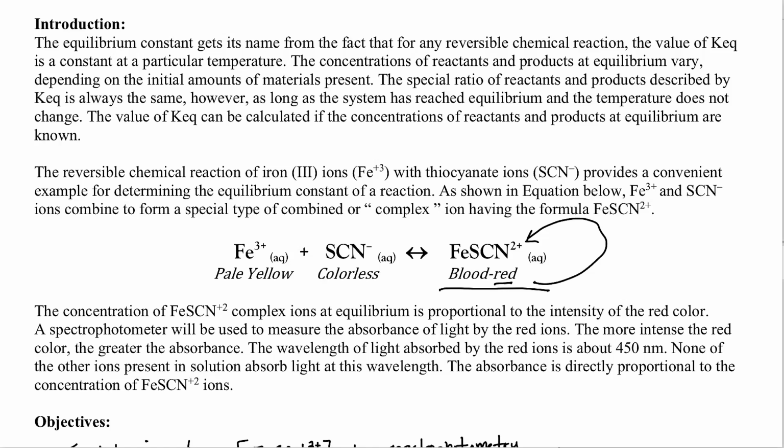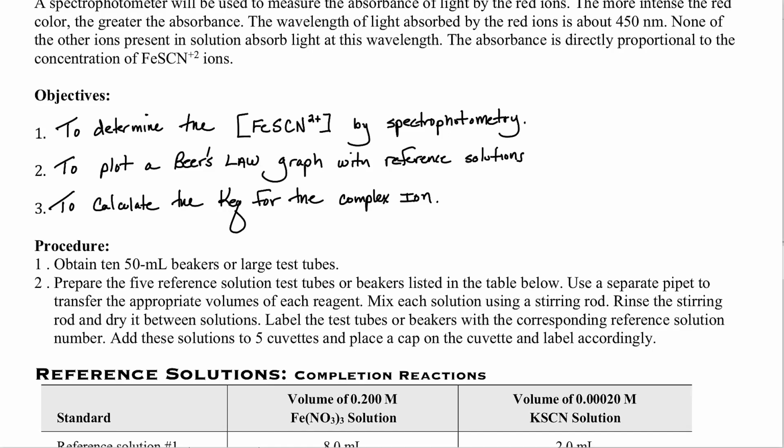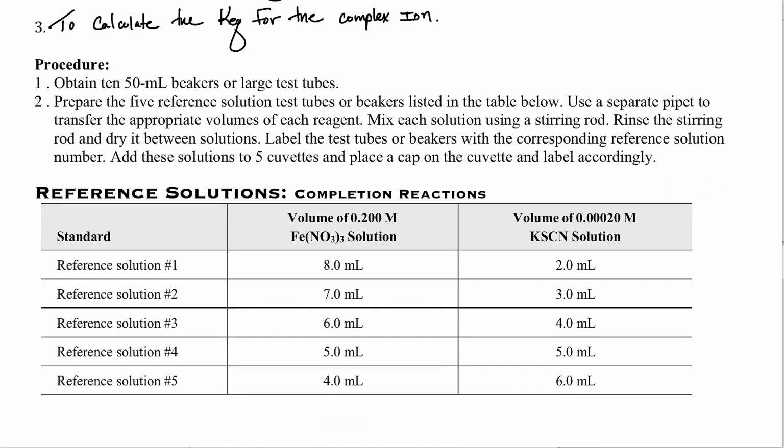So let's talk about the reference solutions to understand, of course, the objectives in this lab, which again is essentially the Flynn lab. I have adapted it for my students a little bit, but it's the same lab. Number one, the objectives are to determine the complex ion's concentration by spectrophotometry; two, to plot a Beer's law graph with reference solutions that we know the molarity of the colored compound and get an absorbance for; and three, to calculate the equilibrium constant for this complex ion equilibrium reaction. So let's begin with talking about the reference solutions here.